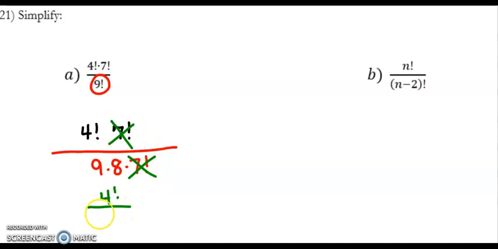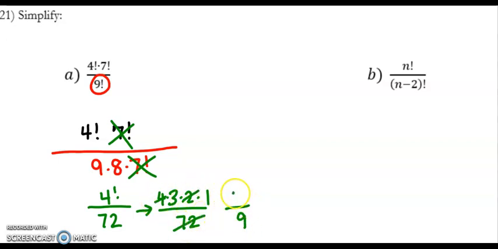So I get 4 factorial over 72, which is 4 times 3 times 2 times 1 over 72. 4 times 2 is 8. 8 out of 72 is 9. I end up with 3/9, which is ultimately 1/3. You can get that on your calculator if that's easier for you.